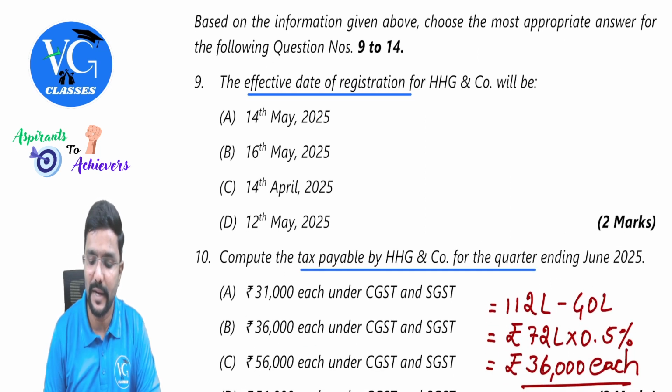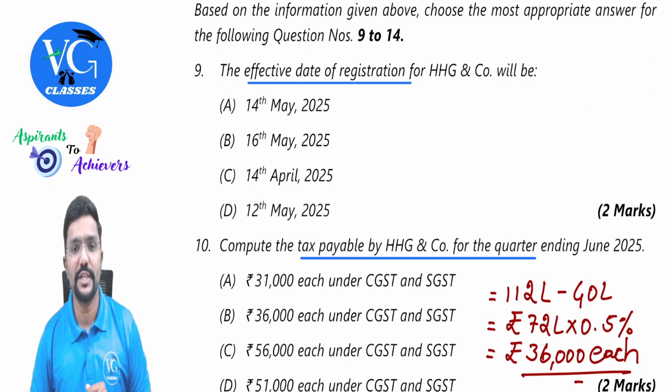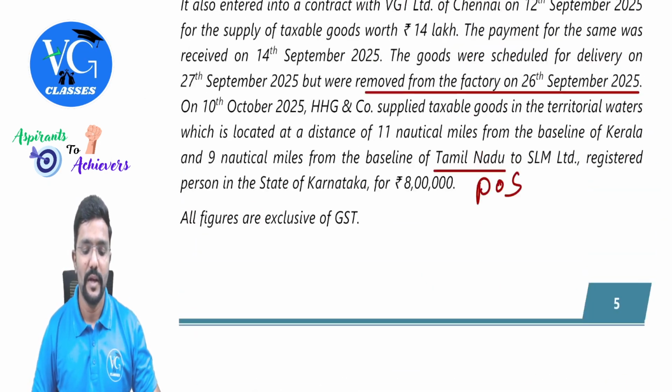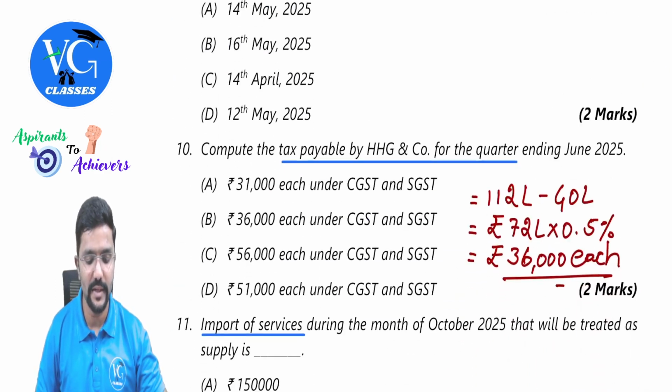Okay, sir. Let us start marking one by one. First one, the effective date of registration for HHG and Co. will be, I have already explained it, 14th April. Yes, sir. 14th April.